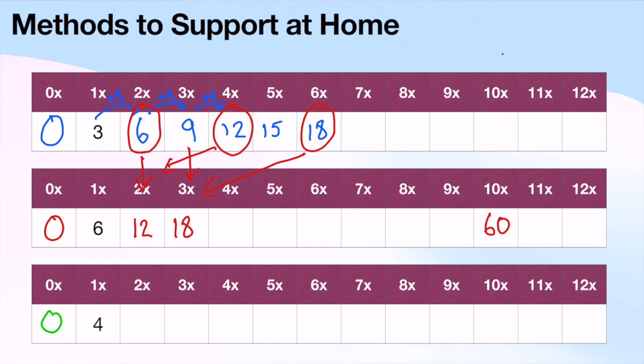They know the 2 times, which is 8, because they learnt that in year 2. They know the 5 times, because they learnt that in year 2. So 4 times 5 is 20. And they know the 10 times, because they learnt that in year 2. So straight away, we're building up quite a big spread of this times table.